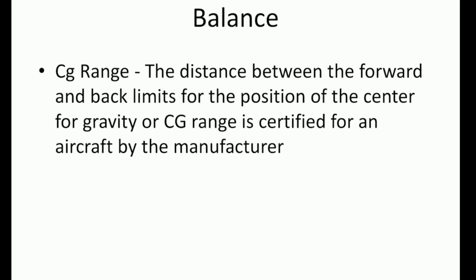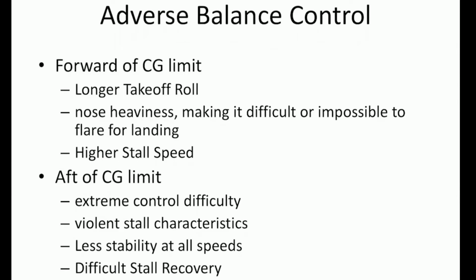Now, the balance. Balance has to do with the CG range or the center of gravity range, and the CG range is the distance between the forward and back limits of the position of where the center of gravity can be for an aircraft. And the center of gravity is where the aircraft would balance if it could be balanced from a point.